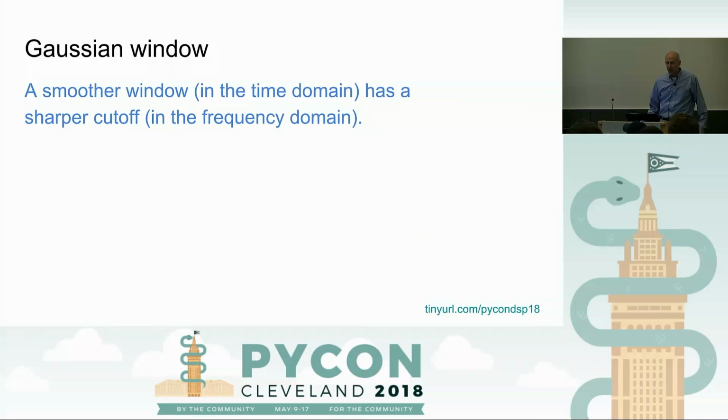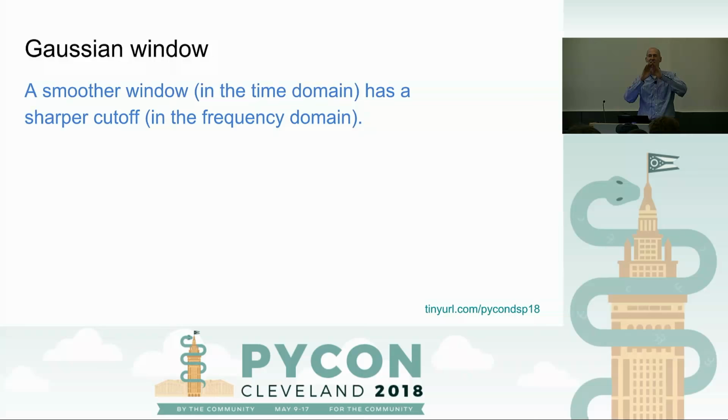So the question is, how do I design a better window in the time domain to correspond to a better filter in the frequency domain? And my conjecture is that a Gaussian window might help. Because what I'm going to do is take the sharp edges of my boxcar window, round them off, and make a nice smooth window in the time domain.